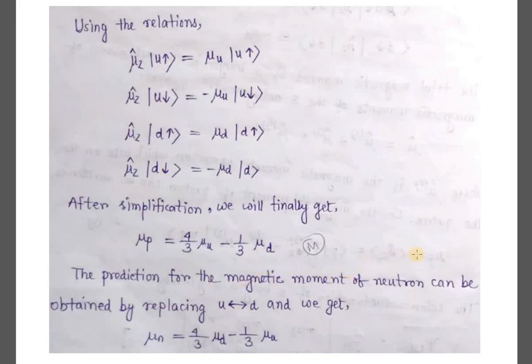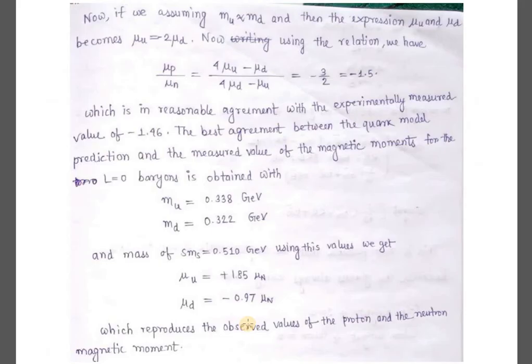The prediction for the magnetic moment of neutron can be obtained if we just replace u with d, and we will get this result here. Now what do we do? We assume that the masses of the u and d quarks are quite equal, and then the expression for mu u and mu d becomes mu u equal to minus twice of mu d. So if we use the relation, then the ratio of the magnetic moments for the proton and neutron becomes minus 1.5.